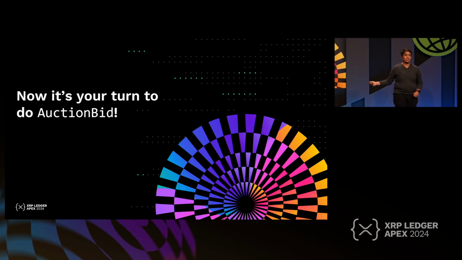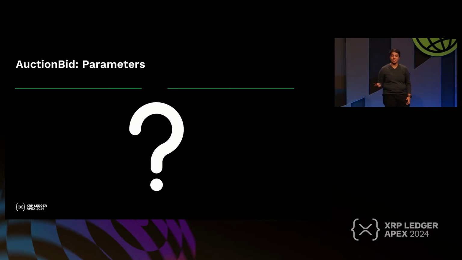So now it's your turn to help me go through the auction bid transaction. First off, what are the parameters that we're going to need in this transaction? What information do we need to place a bid? In the front here? How much you want to bid? How much you want to bid, exactly.